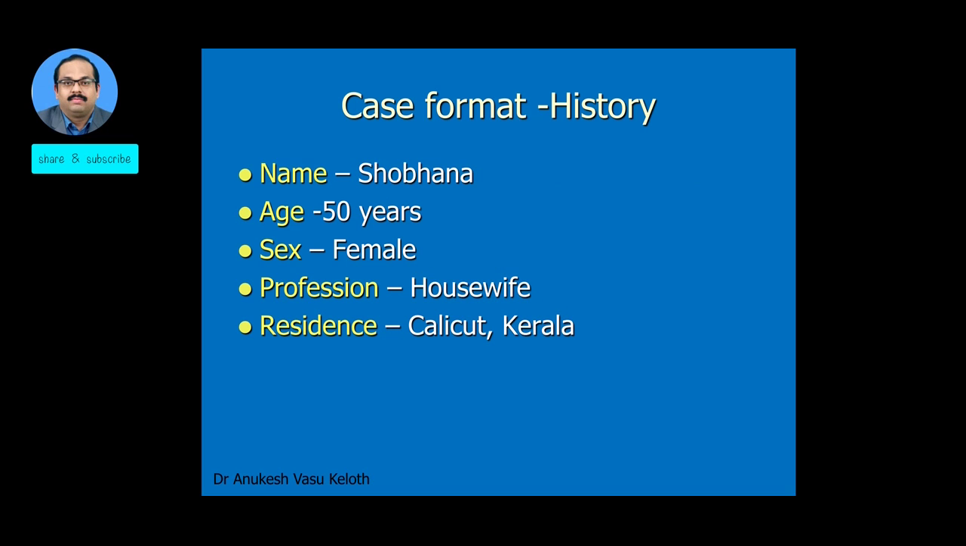So that is about the discussion on the history of a patient presenting with a thyroid gland swelling. Now we are going to state the format in a patient who presents with a swelling. So the name is Shobana, age is 50 years, she is female, she is a housewife, and she lives in Calicut, Kerala. So you can say Shobana is a 50-year-old female, who is a housewife and residing at Calicut in Kerala.